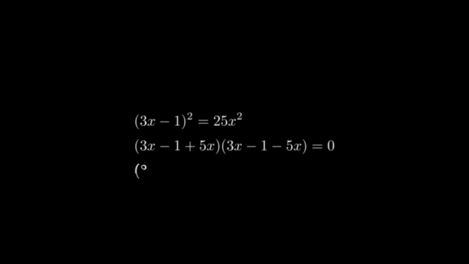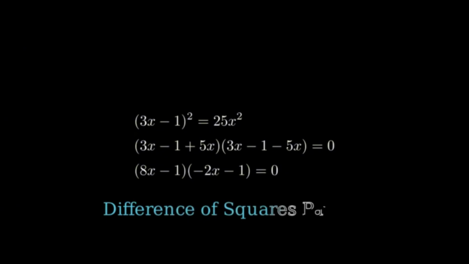Now let's simplify what's inside each set of parentheses. In the first factor, 3x - 1 + 5x becomes 8x - 1. In the second factor, 3x - 1 - 5x simplifies to -2x - 1. So our equation becomes (8x - 1)(-2x - 1) = 0. What we've just applied is the difference of squares pattern. It's a powerful technique that allows us to factor expressions in the form a² - b², which otherwise might seem challenging to solve.